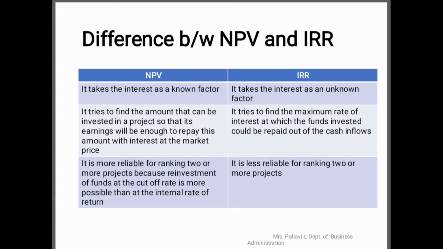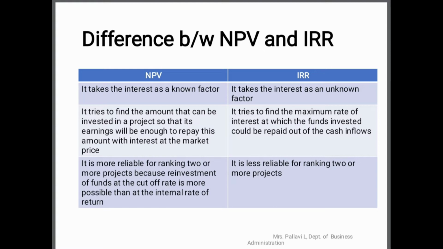Okay, but IRR tries to find the maximum rate of interest at which the funds invested could be repaid out of the cash inflows. Here it is the maximum rate of return. In NPV you get to know which project yields better. In IRR you will know how much maximum a project can yield, I mean each project.